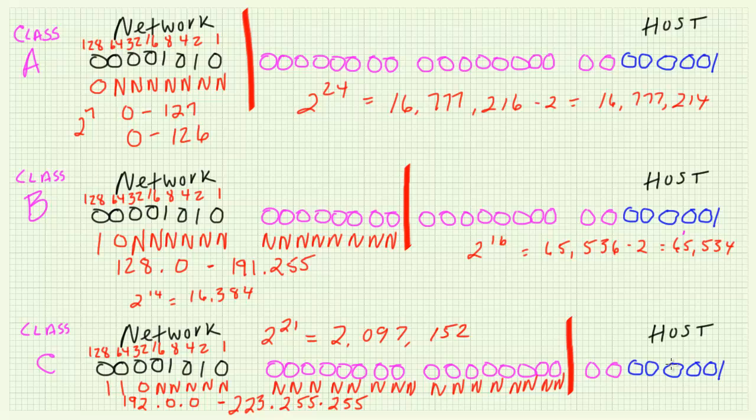We have the last octet for host addressing, so that gives us 2 to the 8th, or 256 host addresses, but remember we have to subtract 2 from that because there are 2 special cases where all of the host bits are 0 and all of the host bits are 1, and we can't use either one of those as an assignable host address. So 256 minus 2 is equal to 254 possible host addresses for Class C networks.